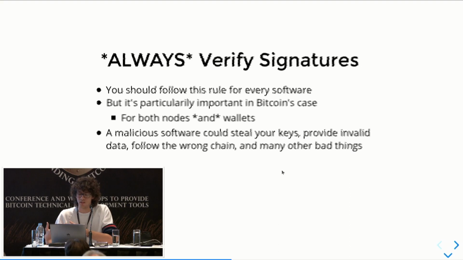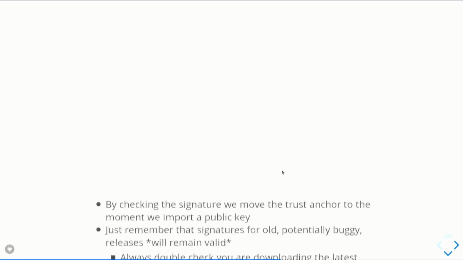In Bitcoin it's a bit more complicated, I would say, because you could always download malware, but you could also download a fully validating node that follows the wrong chain, maybe, that has different rules than what you want your node to do. So you always verify signatures in general, especially in the case of wallets.